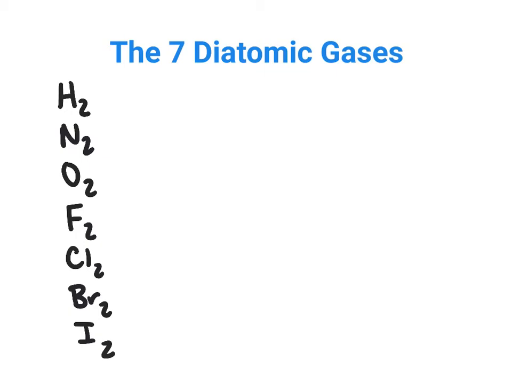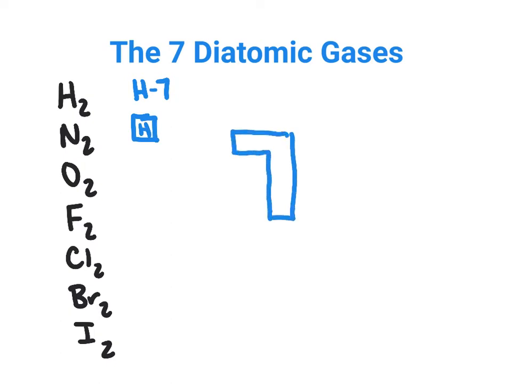The first is a pattern called H7. If you look at the periodic table, you have hydrogen all the way up here, and the other gases are actually over here, and they form the pattern of a 7. I drew this kind of lousy, but you get the idea. You have nitrogen, oxygen, fluorine, chlorine, bromine, and iodine. So that's one way to remember it.